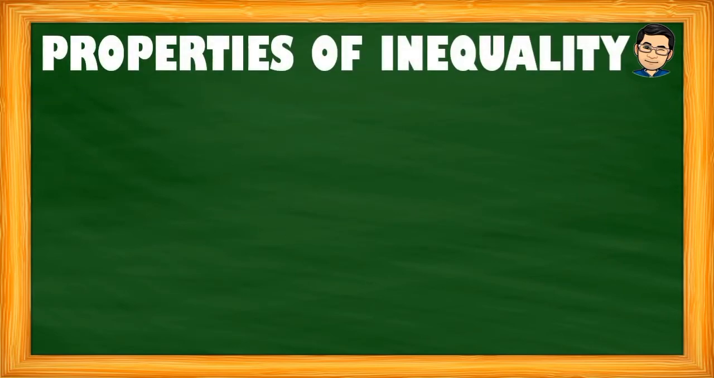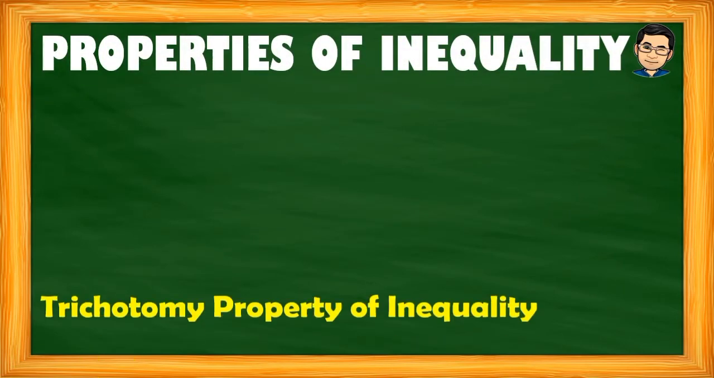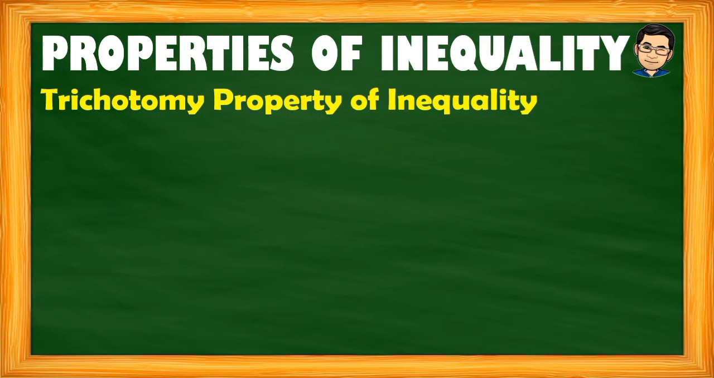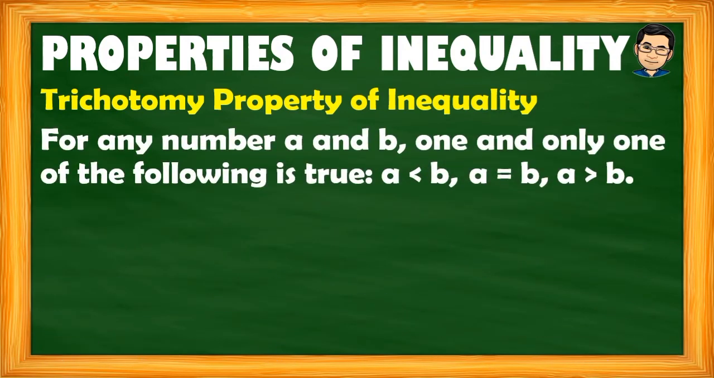So, let's have properties of inequality. So, the first one is trichotomy property of inequality. So what is this property? So for any number a and b, one and only one of the following is true. So that is a is less than b, a is equal to b, or a is greater than b.